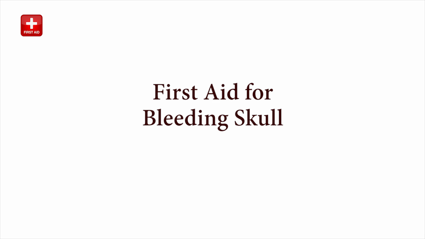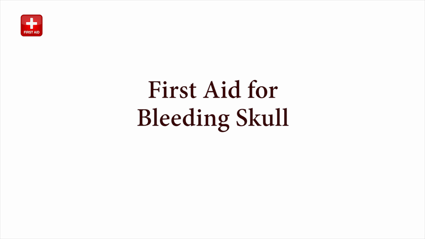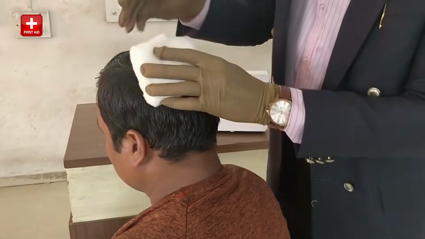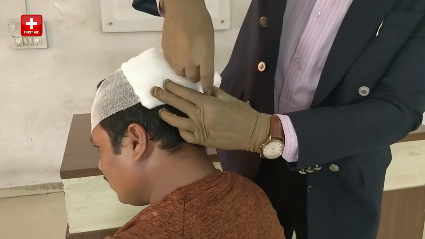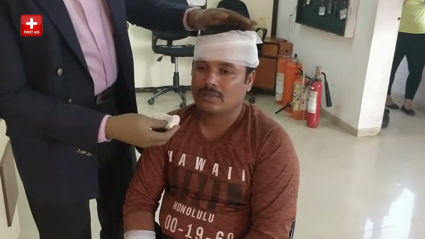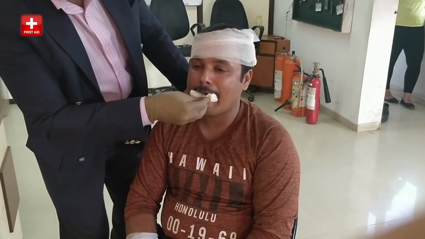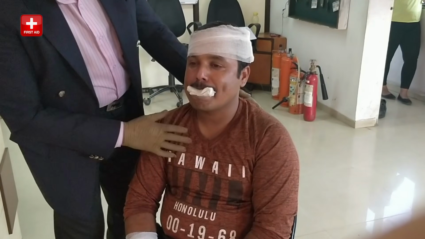Now we will see the first aid for a bleeding skull. If the skull is fractured, give direct pressure. Place a cushion and tie the skull as shown in the video. Place wet cotton in the mouth and ask the patient to keep it pressed.